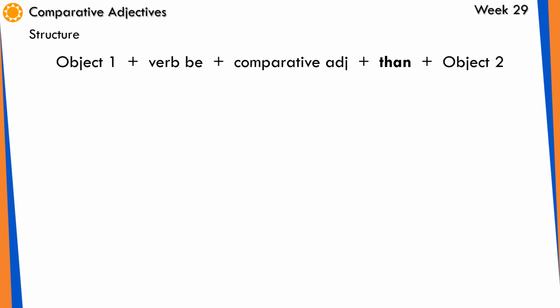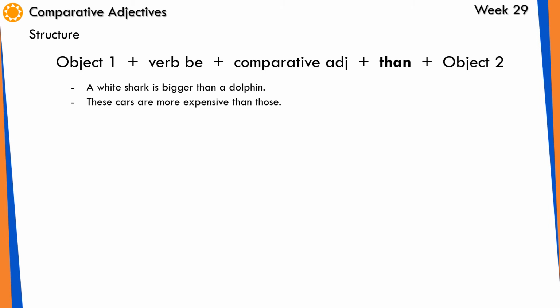Now let's check the structure. It is object 1, we need a verb be, the comparative adjective, the word than, and object 2. Look at these examples. A white shark is bigger than a dolphin. These cars are more expensive than those. Mariana and I are taller than Max and Jane.